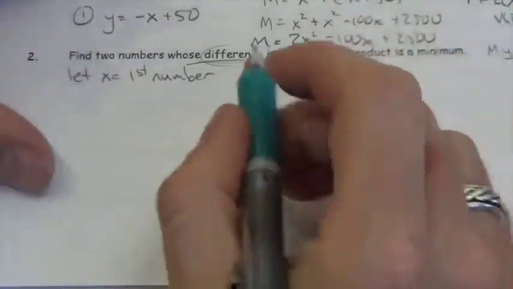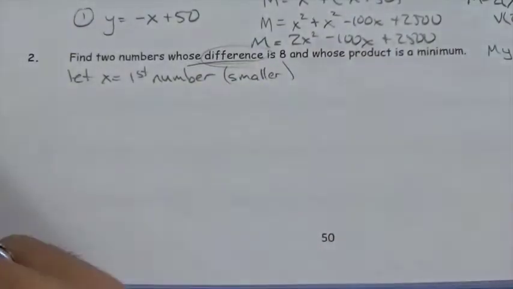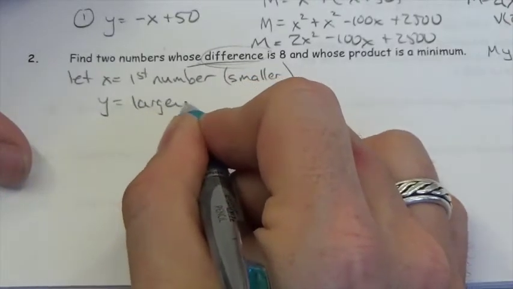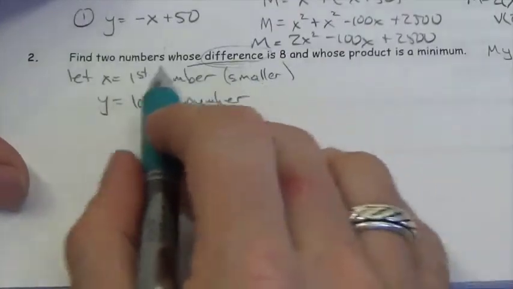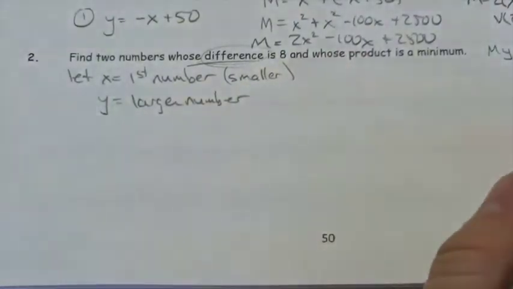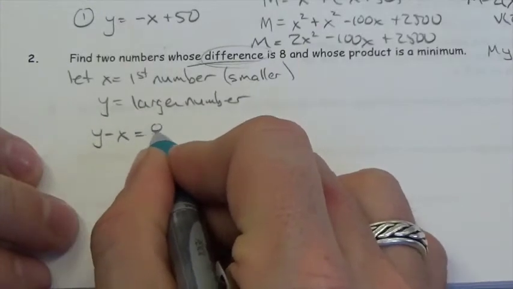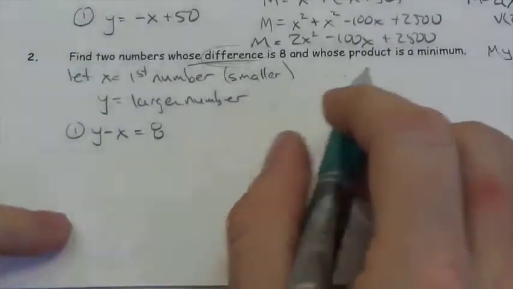If their difference is 8, then there is a size difference here that I'm going to exploit. I'm going to let x be the smaller number, and I'm going to let y be the larger number here. When I say the difference between them is 8, what I mean is the larger number minus the smaller number is going to equal 8. So there's my first equation right there.